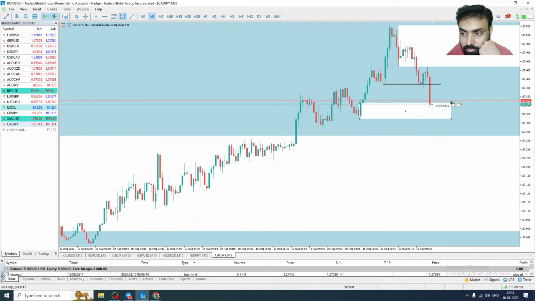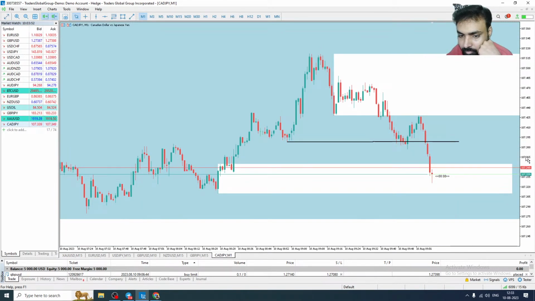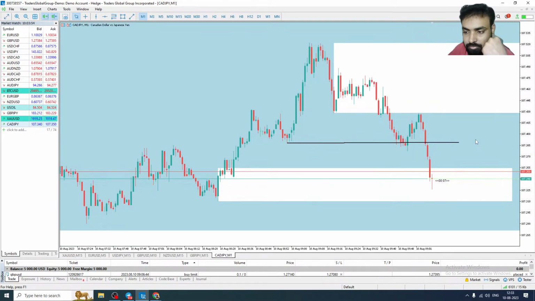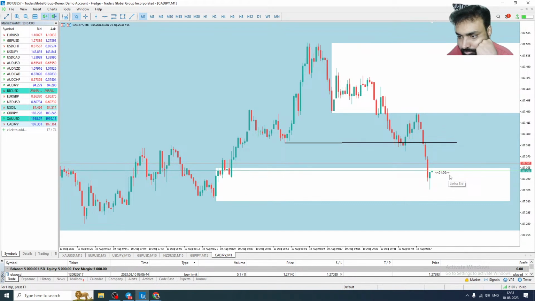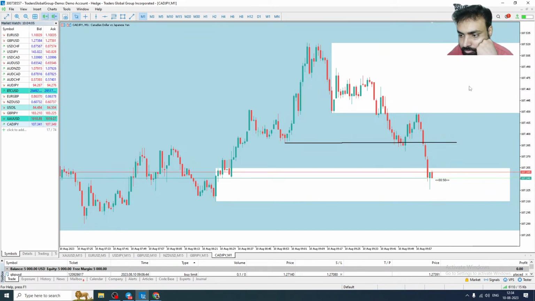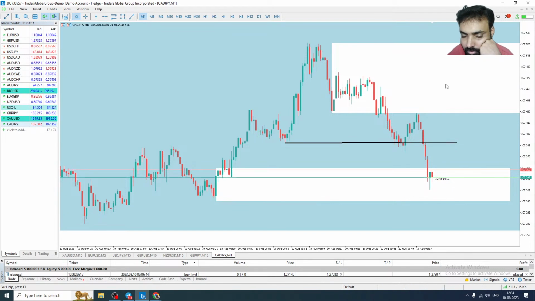Now, can we buy from here? So there is an imbalance. Imbalance is filled. Market is pushing up. But we are going to look for sell from this level, because this is your 4-hour manipulation area. So more than buy, we are looking for sell.